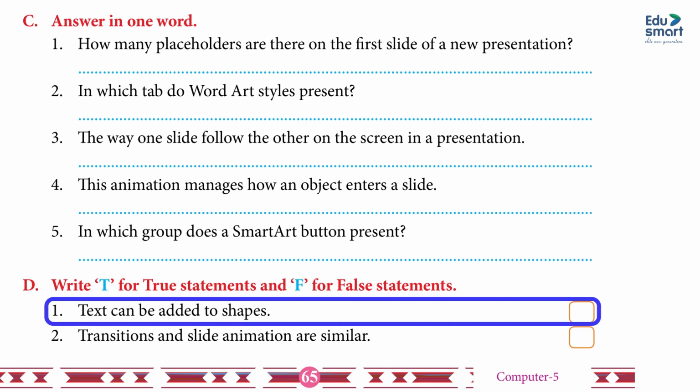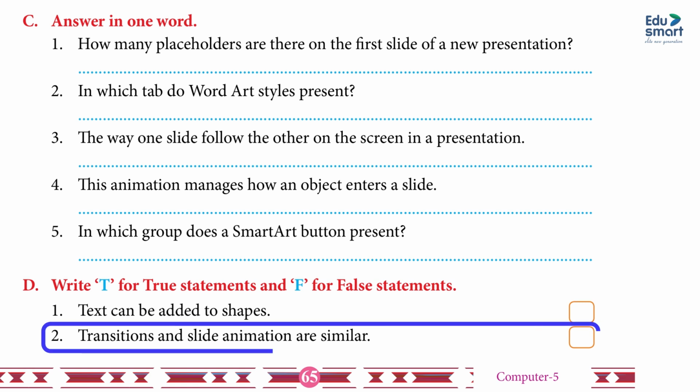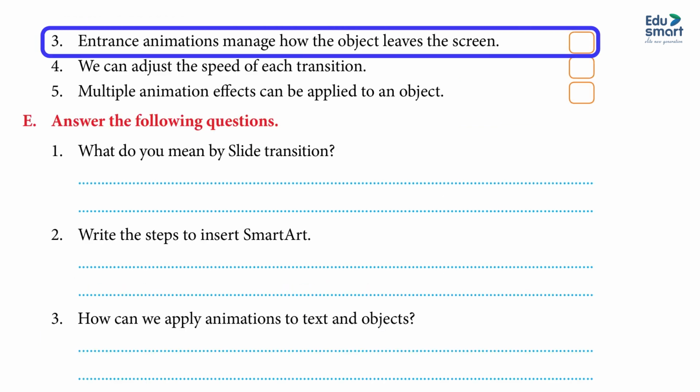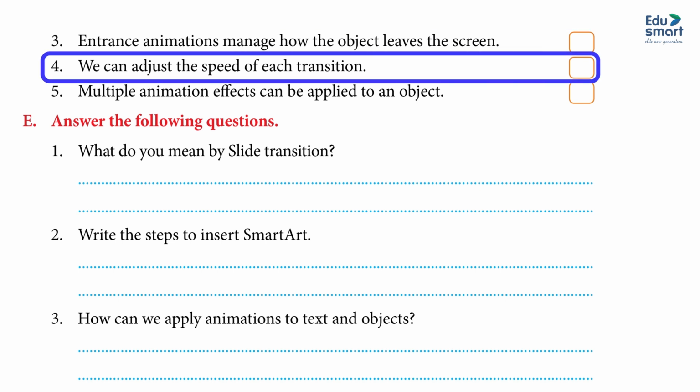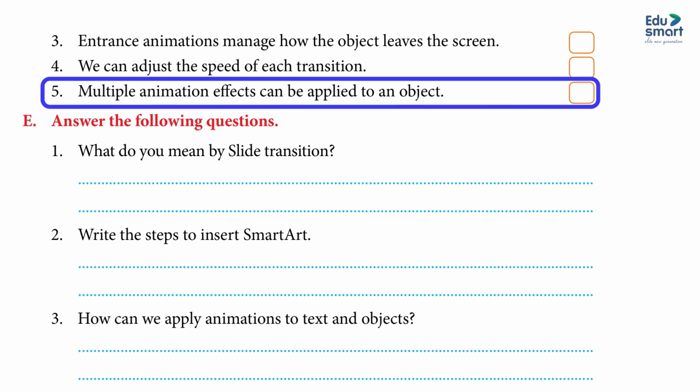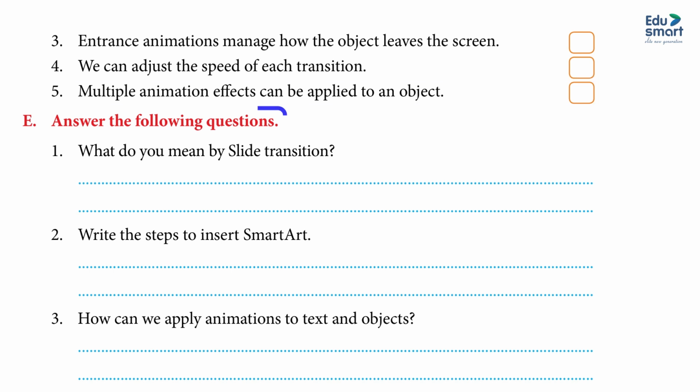D. Write T for true statements and F for false statements. 1. Text can be added to shapes. Answer: true. 2. Transition and slide animations are similar. Answer: false. 3. Entrance animation manage how the objects leave the screen. Answer: false. 4. We can adjust the speed of each transition. Answer: true. 5. Multiple animation effects can be applied to an object. Answer: true.